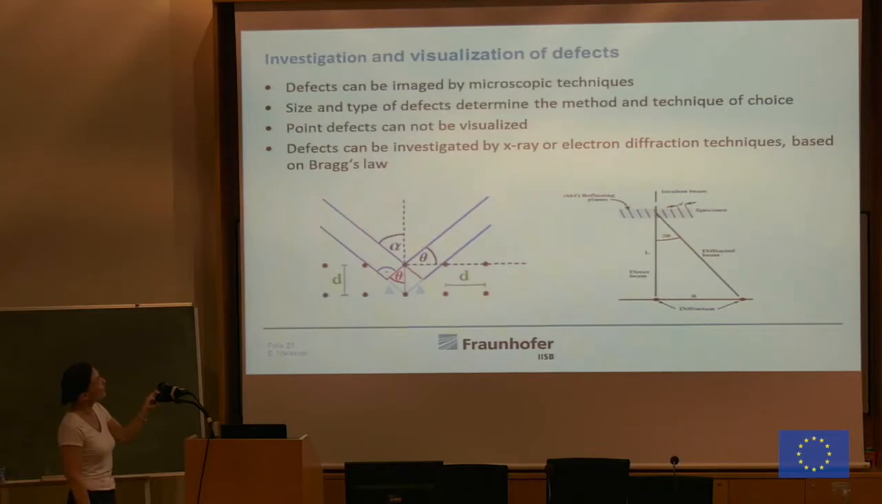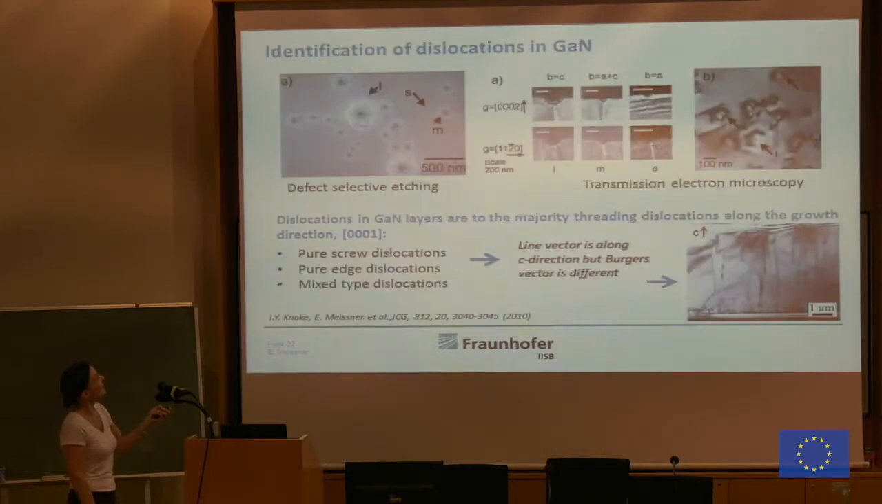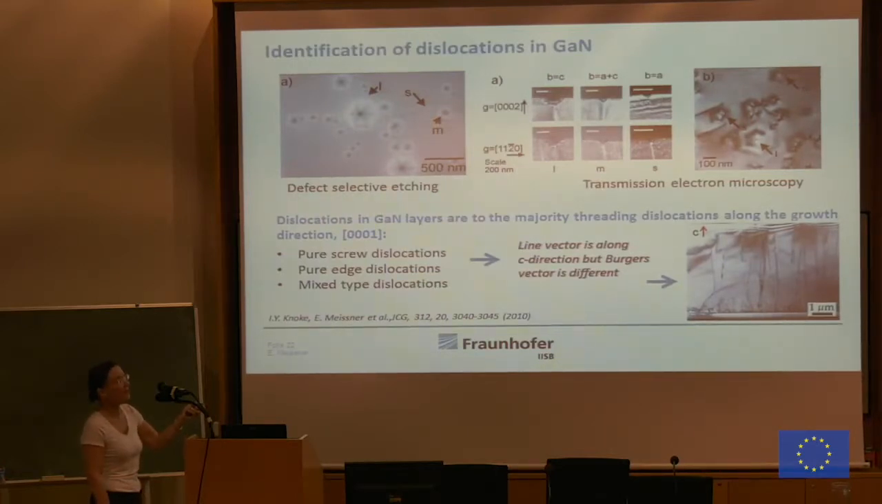And this you can do by different X-ray or electron diffraction techniques in a microscope or diffraction equipment. And you can see here that you can also identify by defect selective etching. And then in a TEM image, you see from the top what is the strain field around the dislocation, and you can visualize where the dislocations are, and you can also identify them by their Burgers vector and by their line vectors.